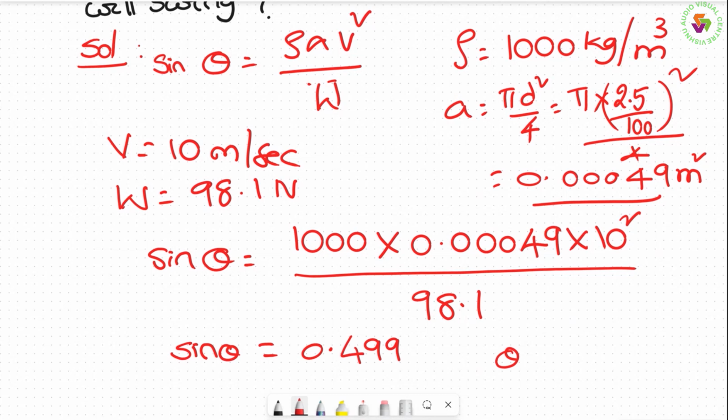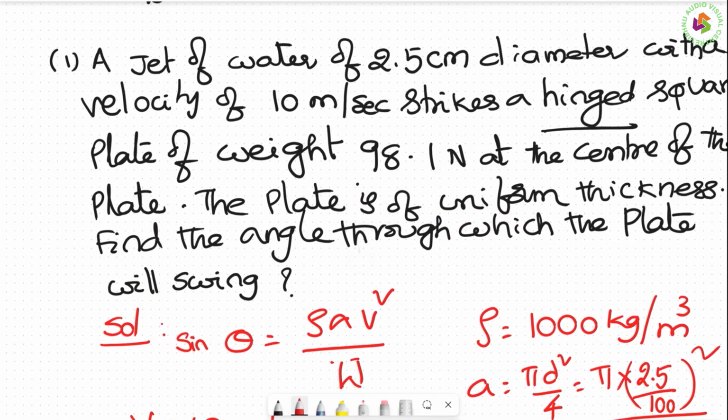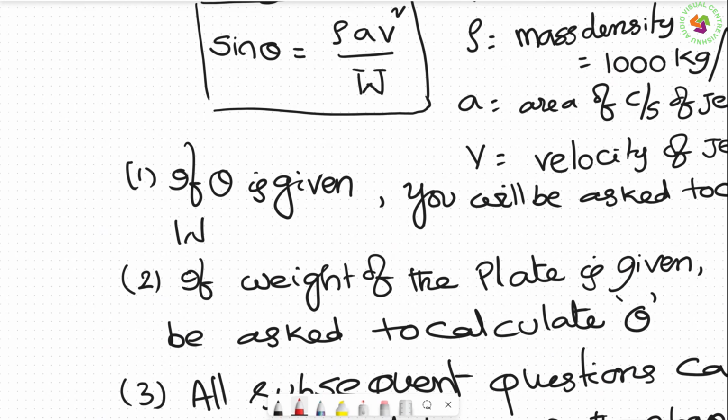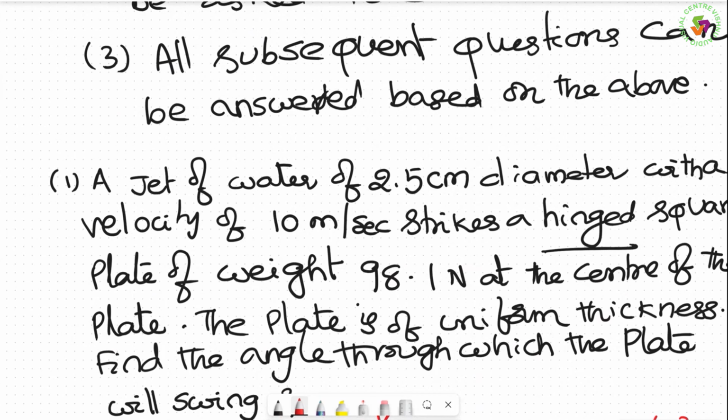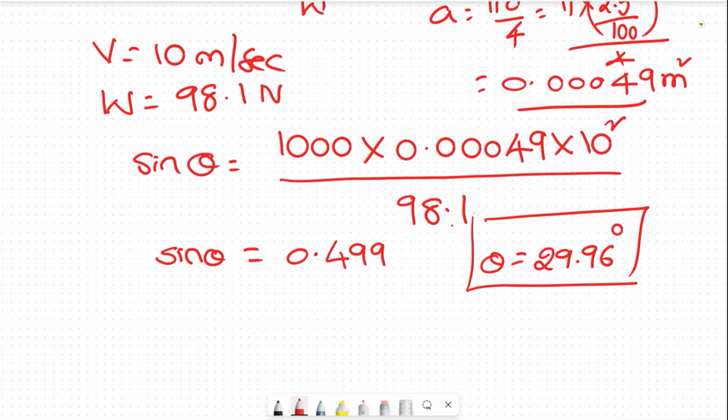So theta is equal to 29.96 degrees. Please note the correction: it is sine theta. I have written it properly, no issues, here only I just forgot. So sine theta is rho A V squared by W. This is the simplest problem in this topic. There is absolutely nothing to worry about. You can very easily solve these problems.